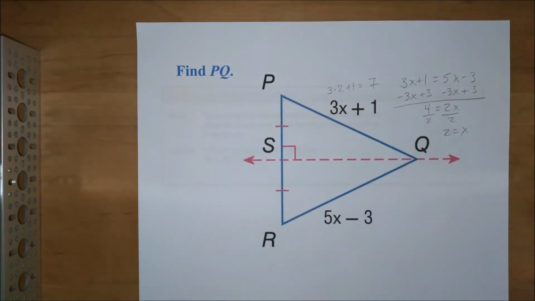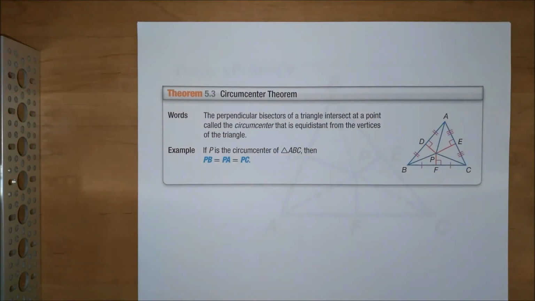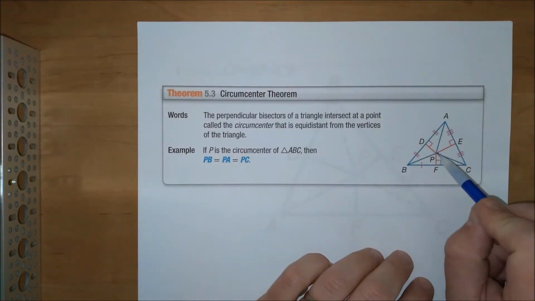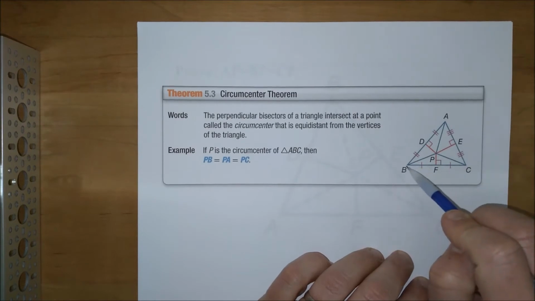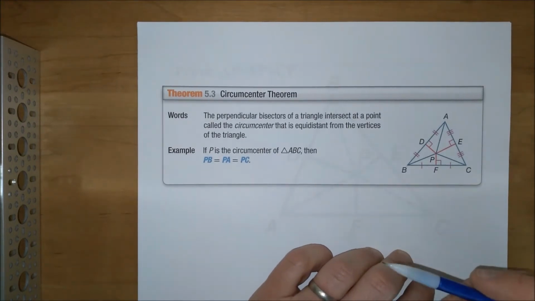Good. All right, here's the first of our 4 points of concurrency that we're going to study in triangles, circumcenter. The circumcenter theorem tells us that the perpendicular bisectors of a triangle intersect at a point called the circumcenter that is equidistant from the vertices of the triangle. So if you were looking for a point that is exactly the same distance from A as it is from C as it is from B, you'd be looking for the circumcenter.